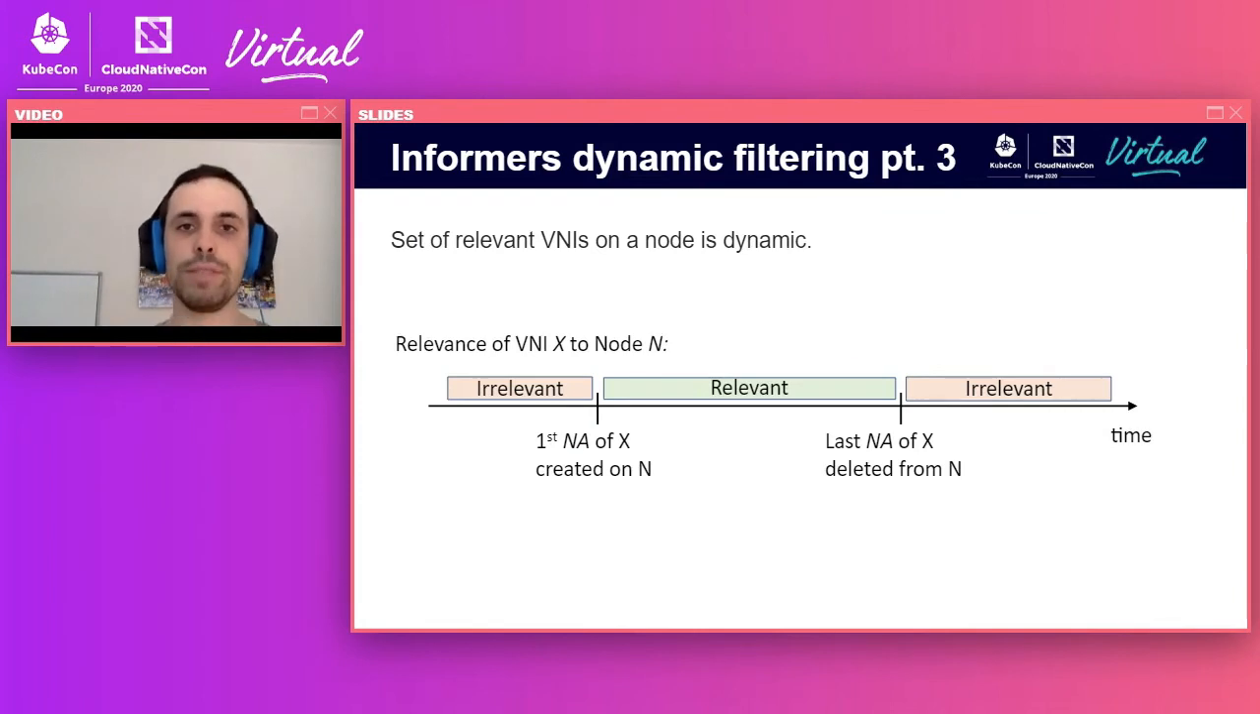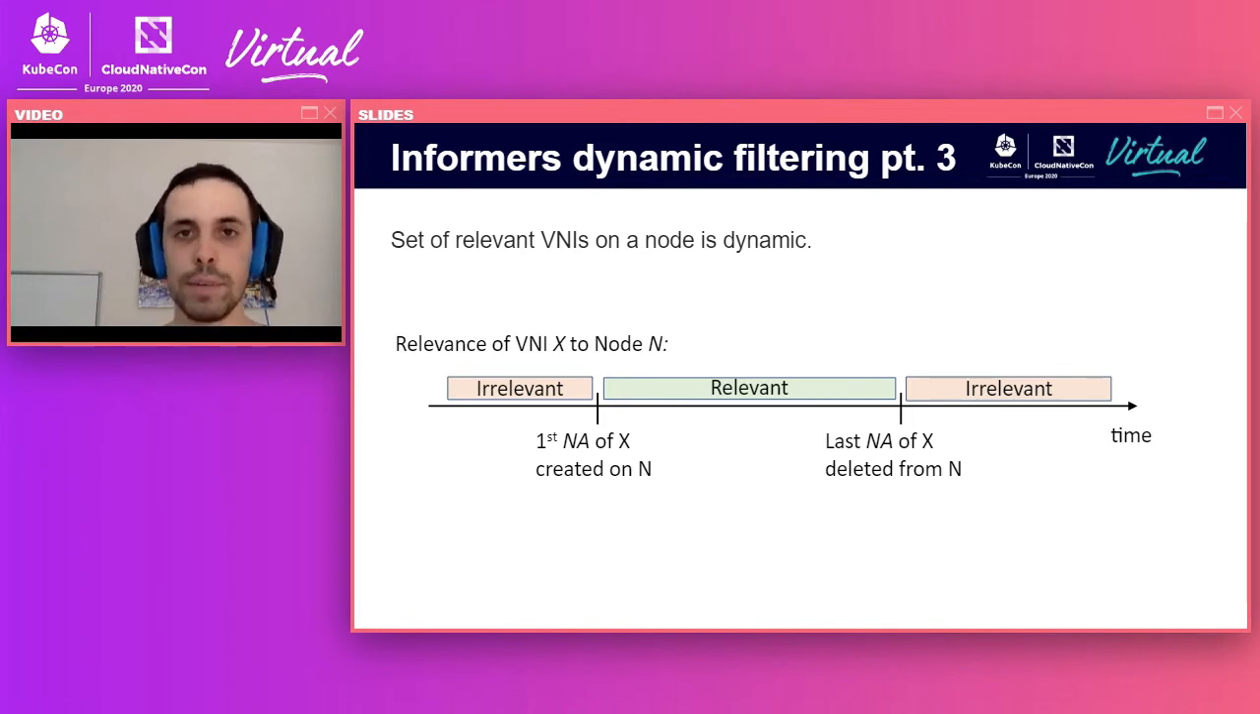So to recap, we've introduced the notion of relevant VNI with respect to a node, and we've established that to properly configure the virtual switch on its node, a connection agent also needs to be notified of the remote network attachments that have a relevant VNI. And to complicate things, notice that the set of VNIs that are relevant to a node is dynamic.